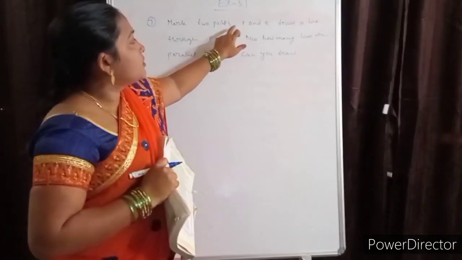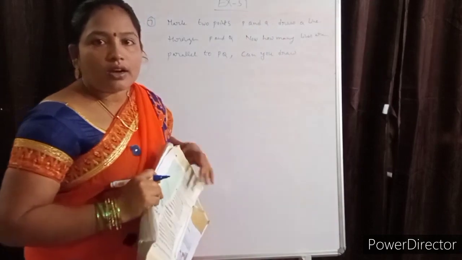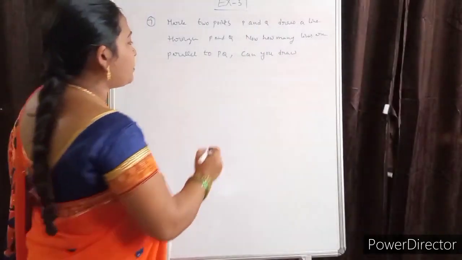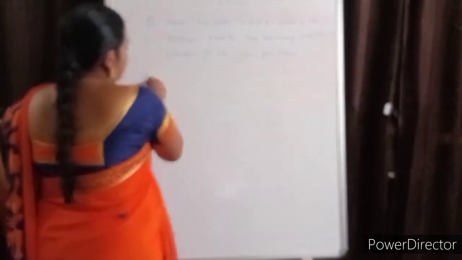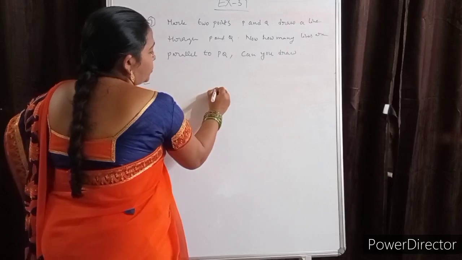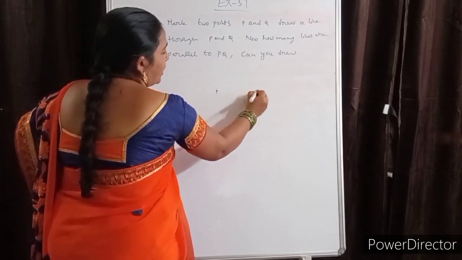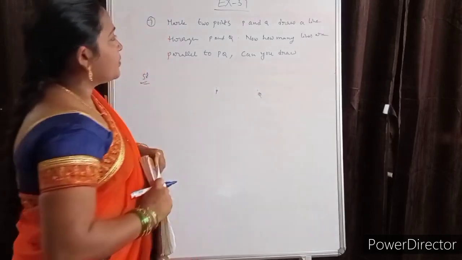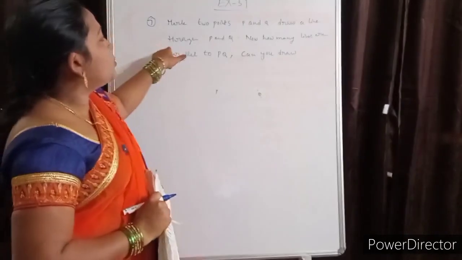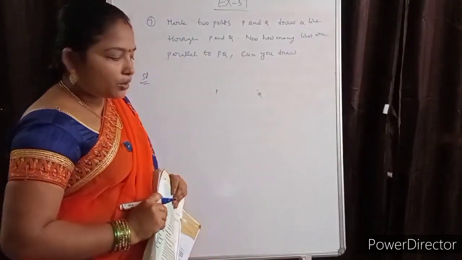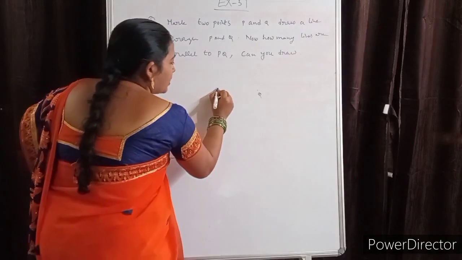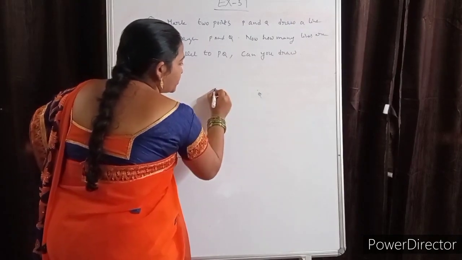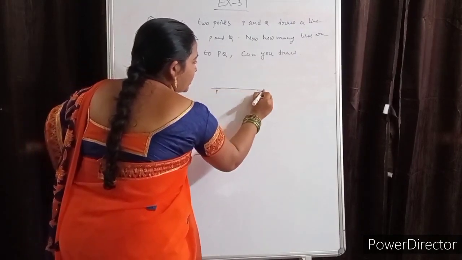Mark 2 points P and Q. First of all, mark the points P and Q. Okay. Draw a line through P and Q. Like this.